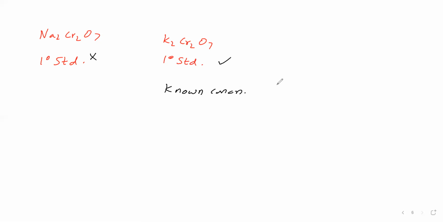Titration means 2 solutions will be there. One is the burette solution, another is the pipette solution. The burette solution concentration is known. The pipette solution concentration we will find using the formula V1M1/N1 = V2M2/N2. So potassium dichromate is a primary standard, therefore its concentration is known. Sodium dichromate is not a primary standard because its concentration is unknown. Why?